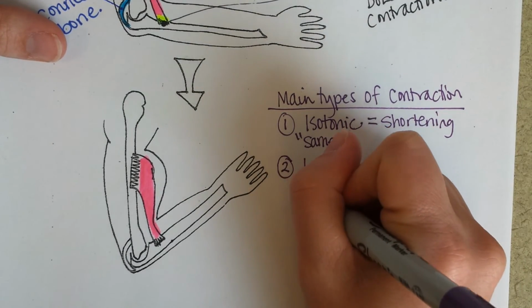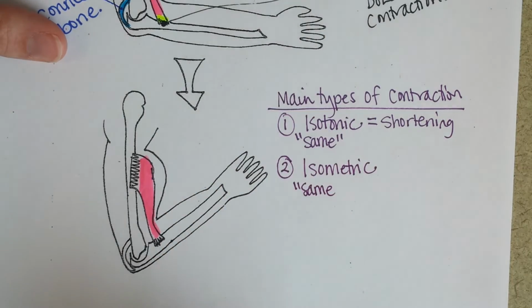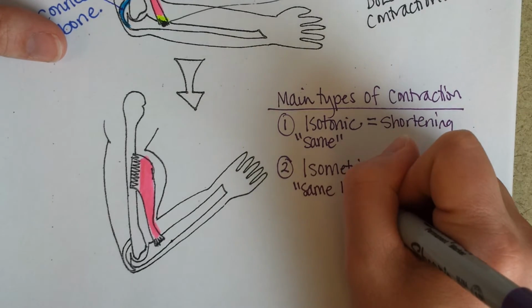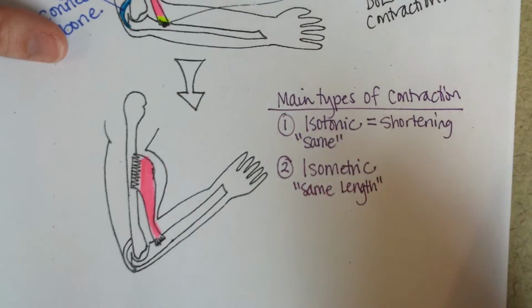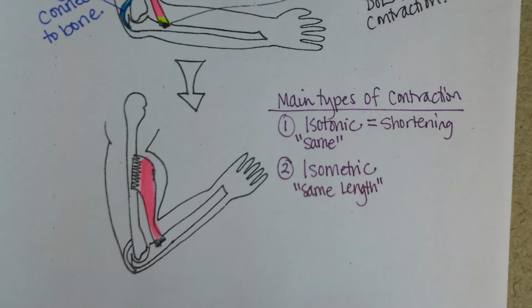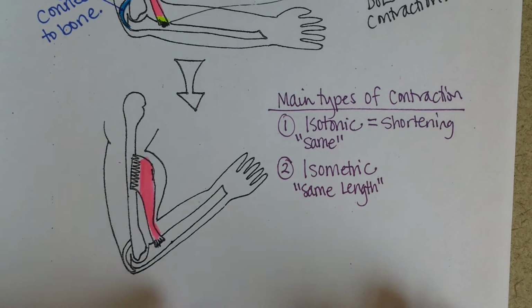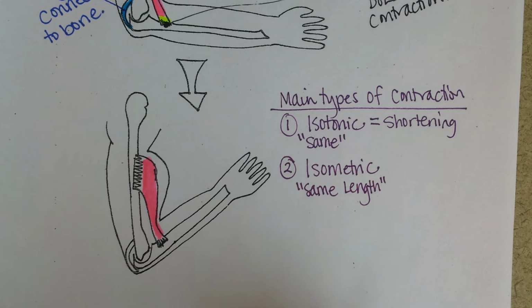But there's another important kind of contraction called an isometric contraction. Iso again means same, but in this case the muscle is not going to shorten. It's the same length throughout. So you have to think, what? Why would a muscle be contracting if it's not making the bone change? And the answer is stabilization.